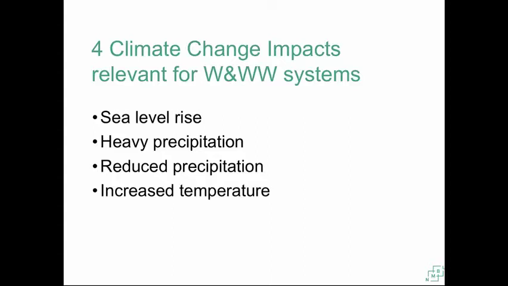And climate change could have four main impacts for water supply and wastewater systems. The first one is sea level rise. The second one is heavy precipitation, more rain, more often, or it could be reduced precipitation, not in the case of the north, or at least not in Scandinavia, but in some other places. And finally, also increased temperature.